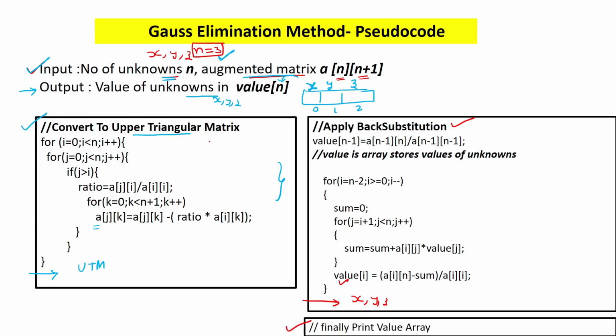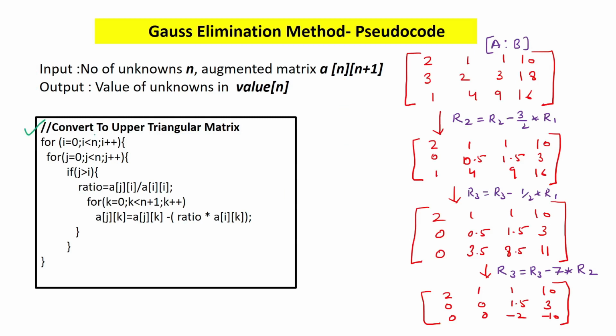So now let's understand this code and this code step by step. Let's understand this pseudocode first, that is, the conversion of the augmented matrix into the upper triangular matrix. So here I have written the same thing, that is the augmented matrix, and how we applied the various row transformation operations, and finally we got the upper triangular matrix.